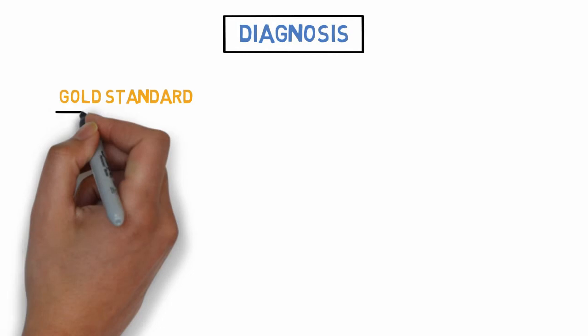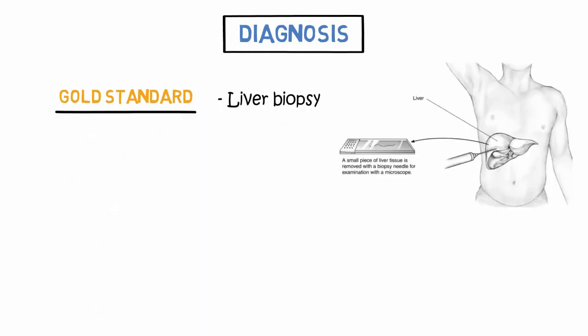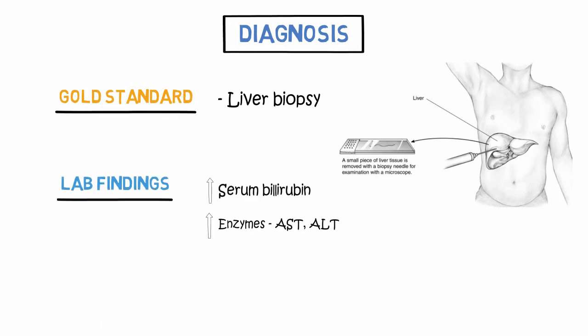The gold standard for diagnosis of cirrhosis is a liver biopsy through a percutaneous, transjugular, laparoscopic or fine needle approach. A biopsy is not necessary if the clinical, laboratory or radiological data suggest cirrhosis. Common lab findings include elevated serum bilirubin, and elevated enzymes like ALT and AST, where AST is usually more elevated than ALT, and there might also be thrombocytopenia.